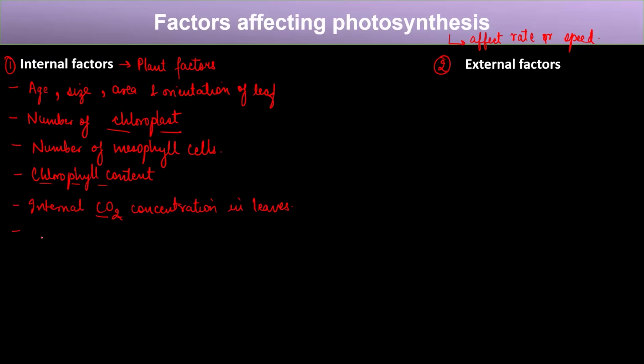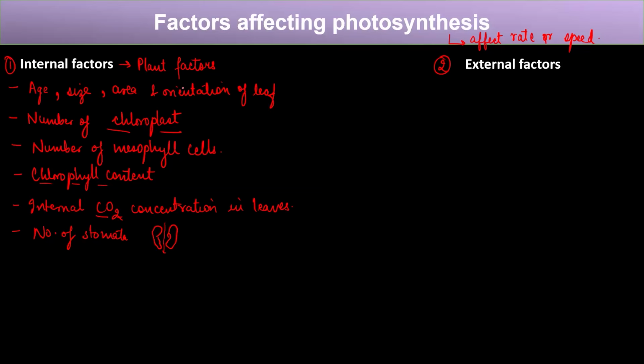Then the next factor is the number of stomata. The stomata, we know, are bean-shaped structures present in the leaves. They undergo opening and closing, and hence allow the exchange of gases and water through them. So the number of stomata also plays an important role. If the number of stomata is very low, then gases like CO2 and water won't pass. Or if the number of stomata is very high, there will be excessive water loss. Hence, the number of stomata also affects photosynthesis.